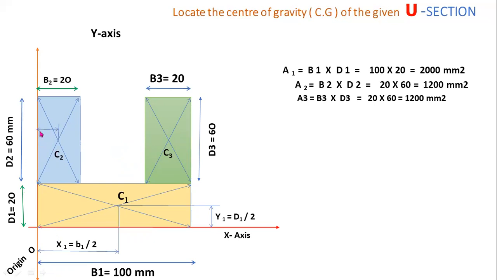Now x2 is the distance of centroid C2 from the y-axis. X2 equals half of the base, that value equals 20 by 2 equals 10 mm. In a similar way, x3 is the distance of centroid C3 from the y-axis. Here the total base is 100 mm, so you have to subtract this distance. B1 minus B3 by 2 is equal to x3. 100 minus 10 mm, that value equals 90 mm, is the distance of centroid C3 from the y-axis.